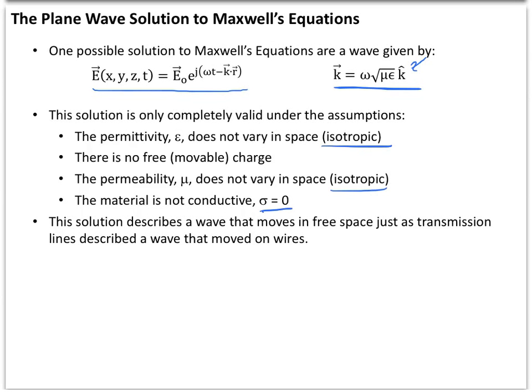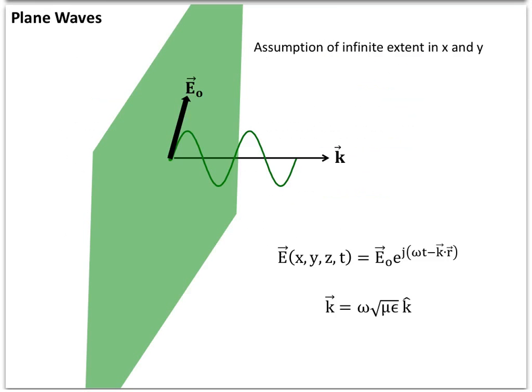And this solution describes a wave that moves in free space exactly the same way waves moved on wires way back when we were talking about transmission lines. And this is actually important because, as electrical engineers know, we get signals from place to place on wires, but Maxwell's equations and the wave equation say we can also get signals from place to place if there's nothing to carry the signals. They're propagating through vacuum or through free space. We're going to spend a lot of time on this and try to see plane waves from a lot of different perspectives, including some animations.